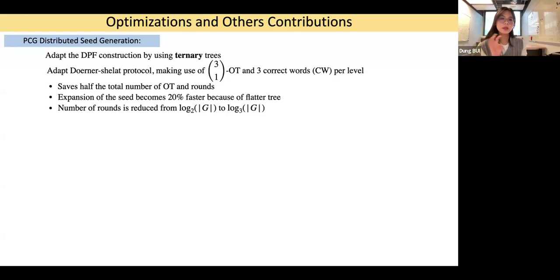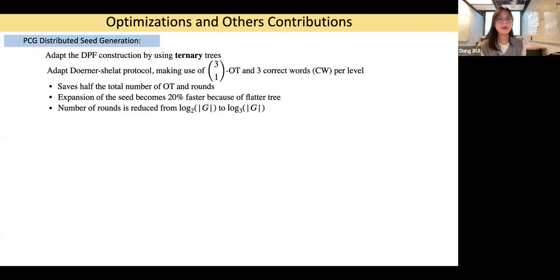Originally the distributed point function works like GCM over F2, but we don't need F2 here, we need F3. That's why we need to adapt its construction to the ternary tree. Later we can get the cell of F3 instead of F2 like the original work. We also adapt the donor-cell protocol. In the donor-cell protocol, this makes a 1 out of 2 OT, but we work on F3, so we make it fit with 1 out of 3 OT.